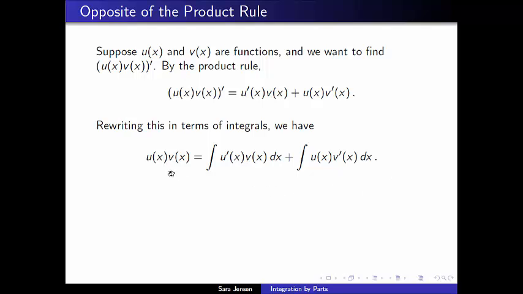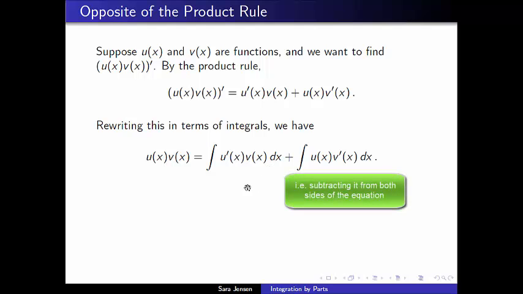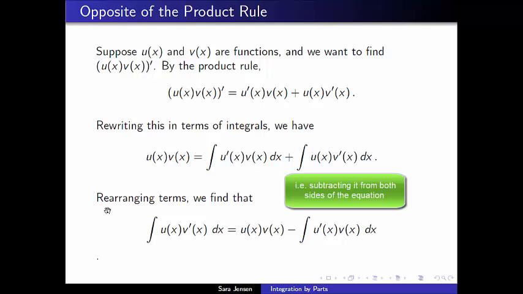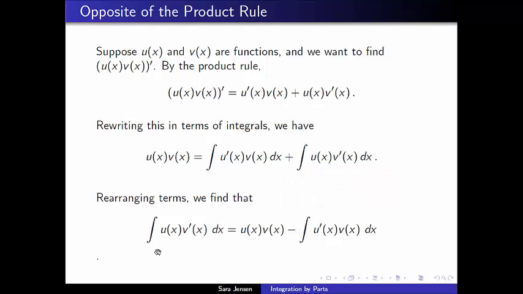And let's solve this equation so that we just have a simple antiderivative symbol with one of these 2 things on the right. And let's do that by moving one of the integrals over to the other side. And when we do that, we obtain this formula down here. The integral of u of x v prime of x dx is equal to u of x times v of x minus this other integral right here that we moved to the other side of the equation, u prime of x v of x dx.